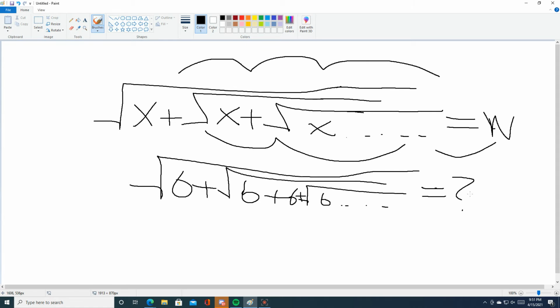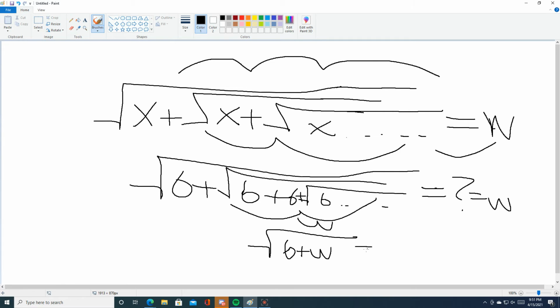And we want to find what that equals. Well, let's make that w so we can do things to it. So now we know this part is w. So it becomes the square root of 6 plus w equals w. Then 6 plus w equals w squared. W squared minus w minus 6 is equal to 0.